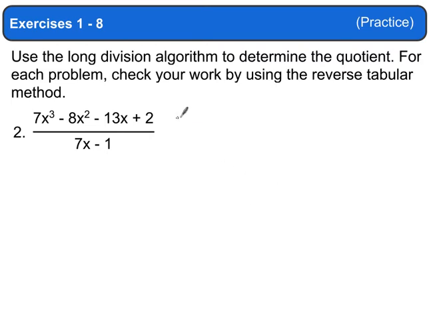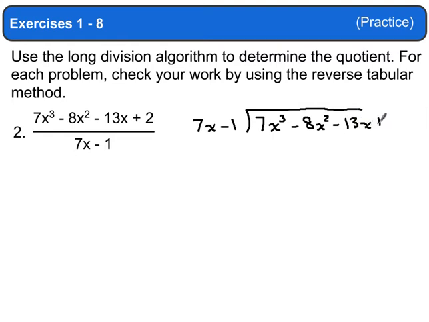Now, let's try another one, right? So we look at this one, and we say, okay, I don't see any greatest common factors. So there's nothing I'm going to be able to do with that. So we're just going to start by writing 7x minus 1. We're going to put our division bar and check our countdown. 7x to the third minus 8x squared minus 13x, and then plus 2. It looks like all of it's there.